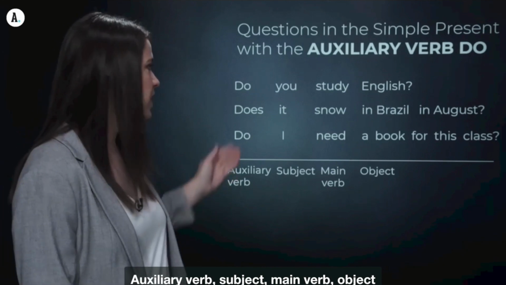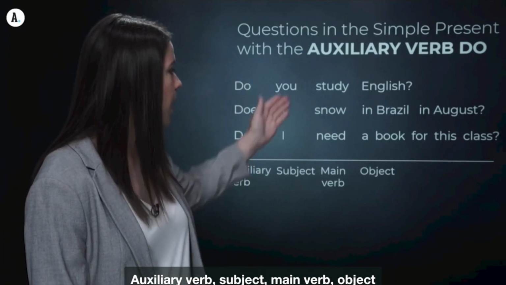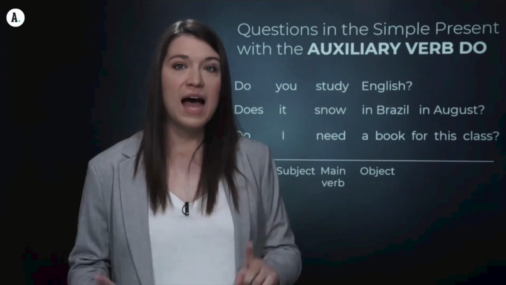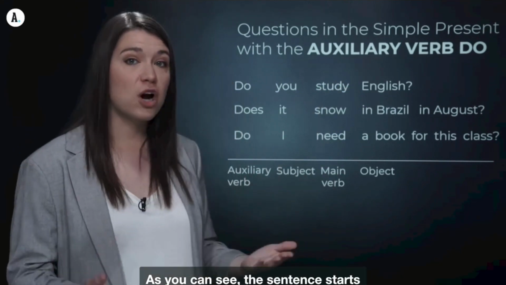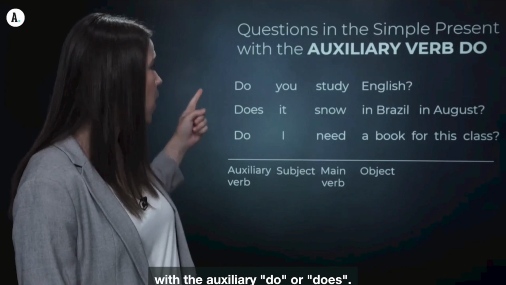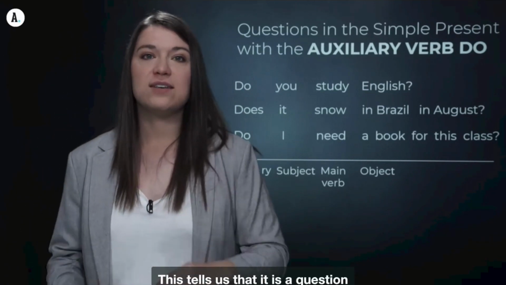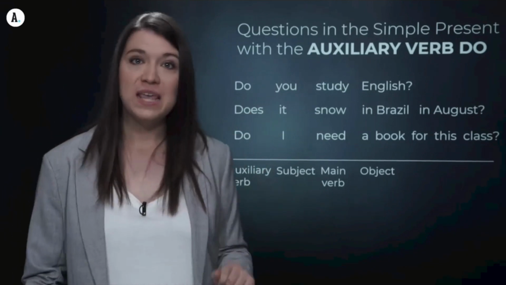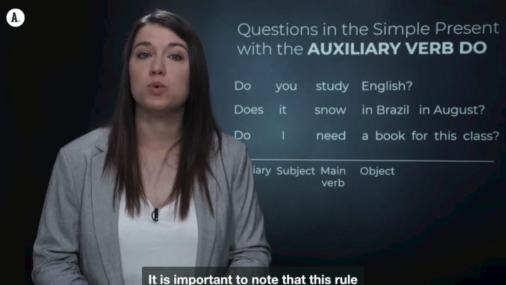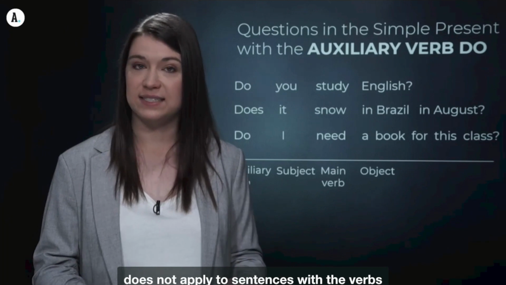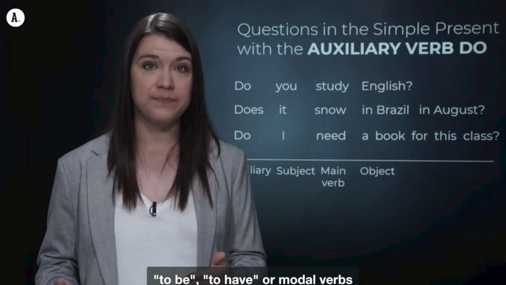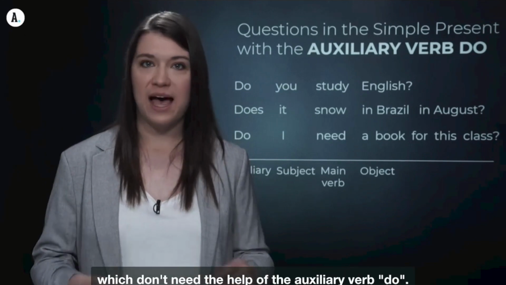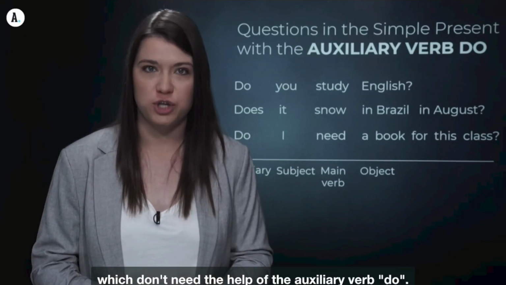Auxiliary verb, subject, main verb, object. As you can see, the sentence starts with the auxiliary do or does. This tells us that it is a question and indicates the subject. It is important to note that this rule does not apply to sentences with the verbs to be, to have, or modal verbs, which don't need the help of the auxiliary verb do.